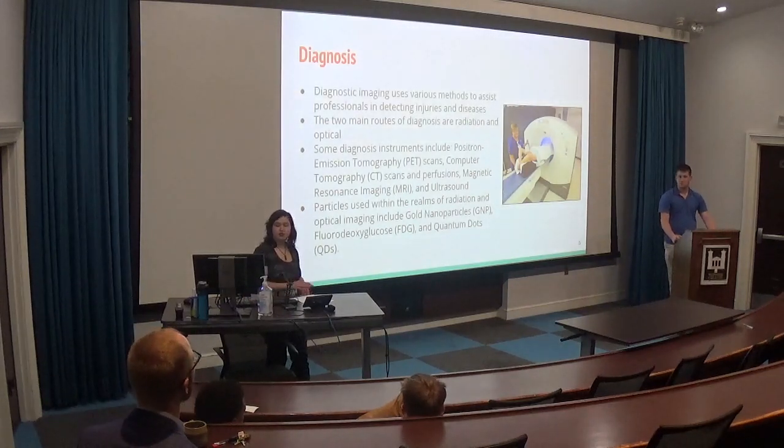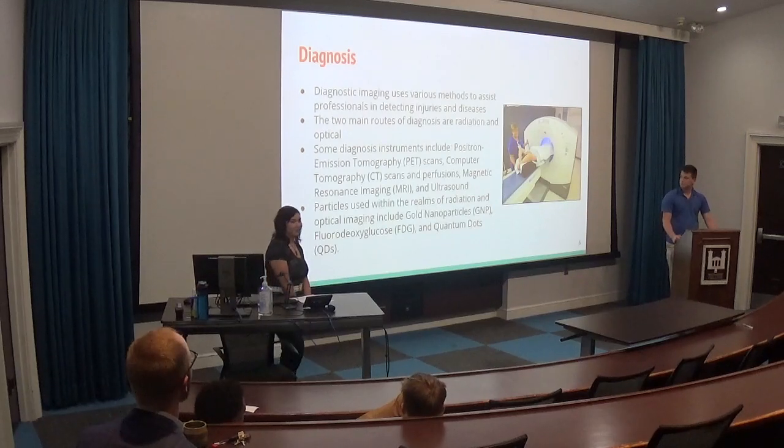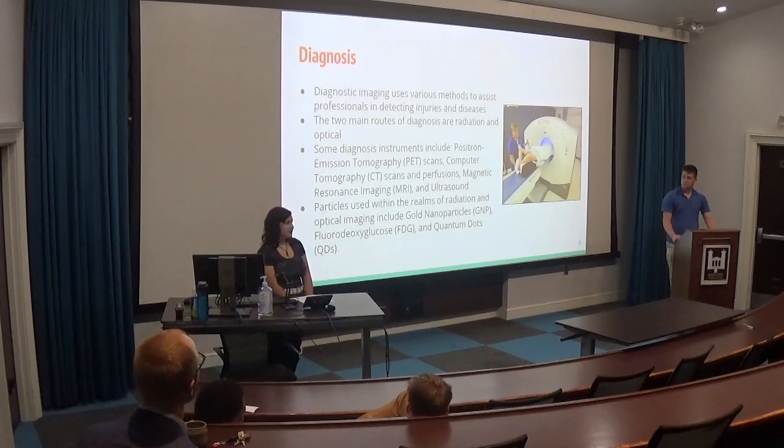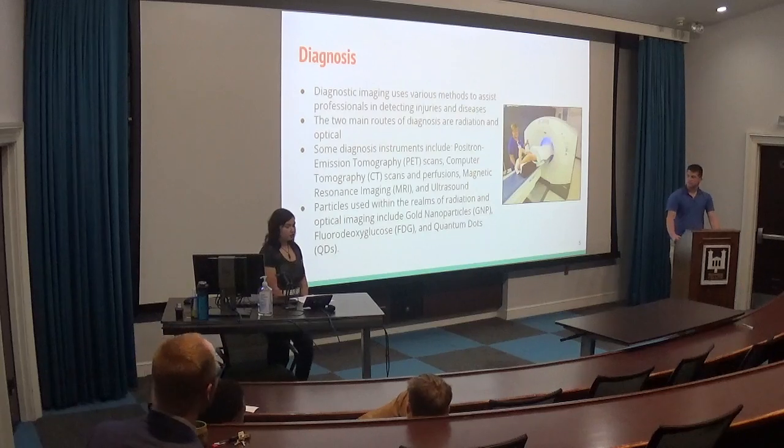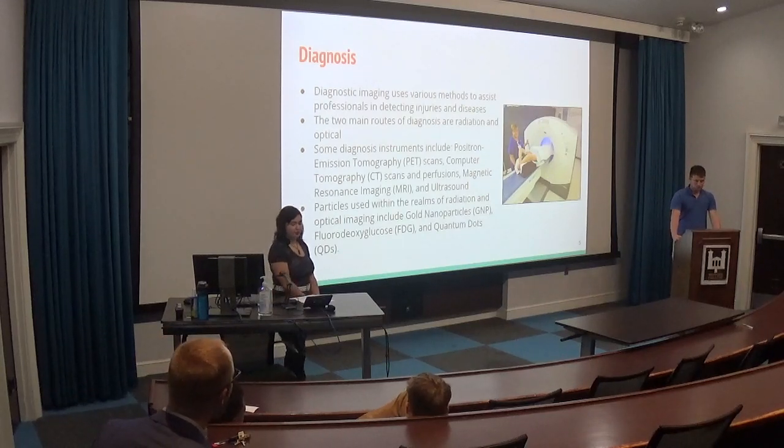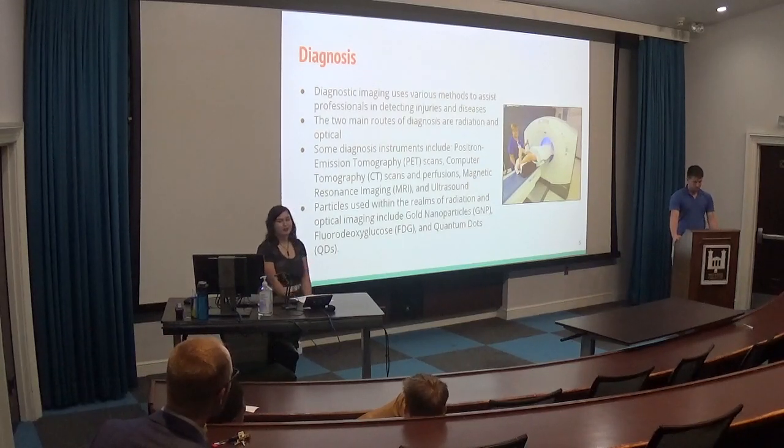Diagnostic imaging uses a variety of methods to assist in accurately detecting injuries or diseases. Within the branch of diagnosis, there are 2 main routes, radiation and optical imaging. Some diagnosis instruments include PET scans, CT scans, MRIs, and ultrasounds. Particles used within radiation and optical imaging include gold nanoparticles, fluorodeoxyglucose, and quantum dots.